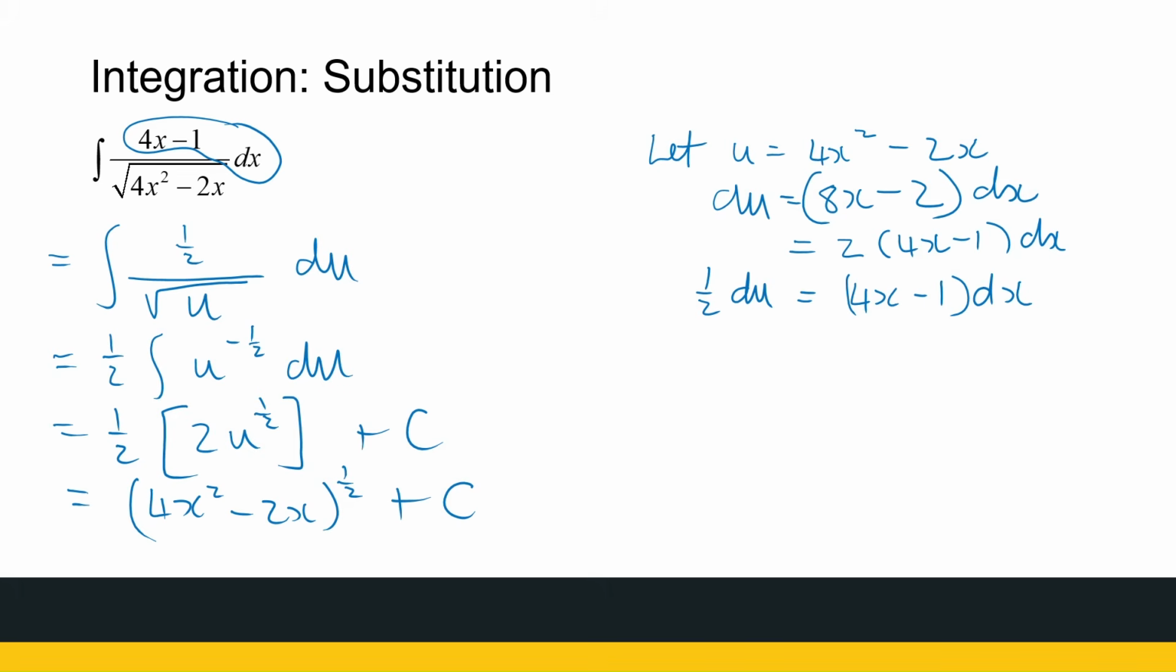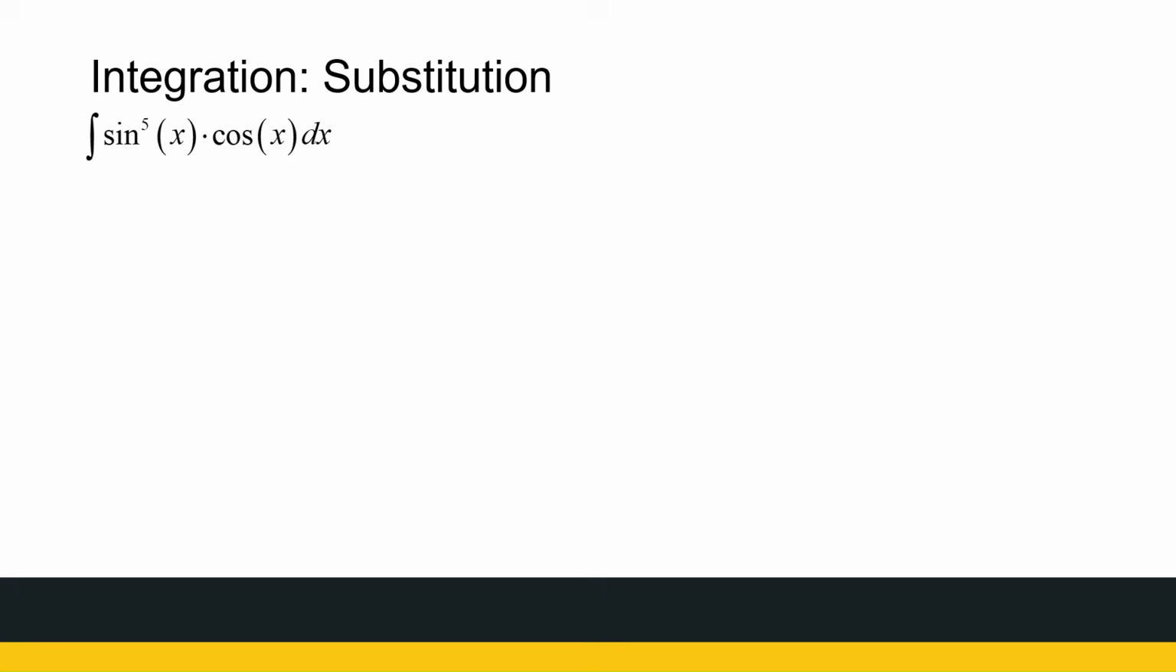I take the derivative and I see I get back to where I started. So that's how we do substitution in integration. All right, let's look at this one. Sine to the power 5x cos x.